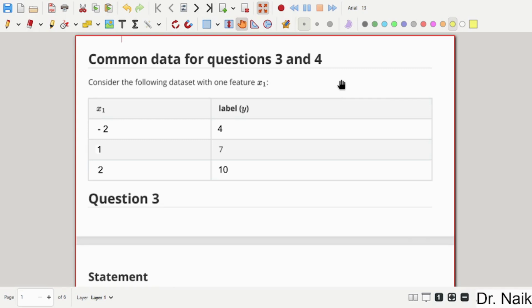Common data for question 3 and 4. Consider the following data set with one feature x1, and the labels are given to us. For -2, label is 4; for 1, label is 7; for 2, label is 10.